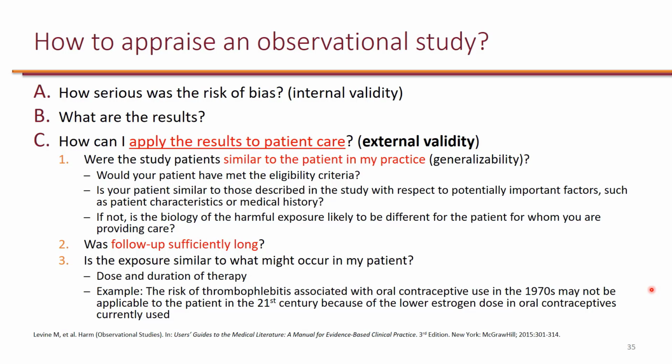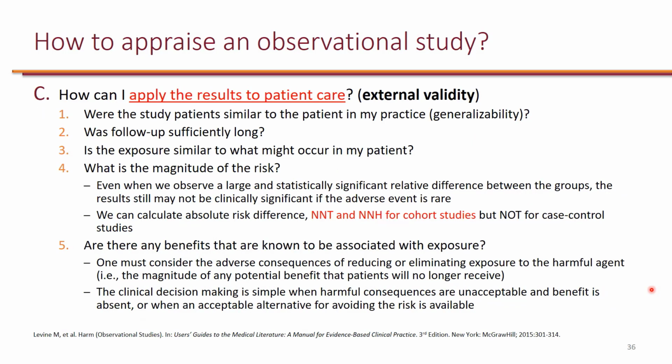And also we need to make sure that the exposure is actually what's going to happen in our patients. So we need to pay attention to the dose and duration of therapy in the observational study, as well as the time period. For example, the risk of thrombophlebitis associated with oral contraceptive use in the 1970s may not be applicable to patients in the 21st century, because currently we have lower estrogen doses in oral contraceptives compared to the 1970s. So you should also take things like that into consideration.